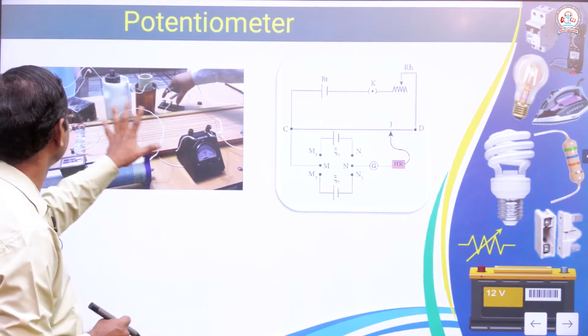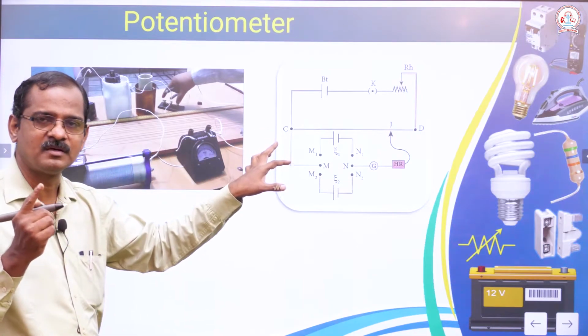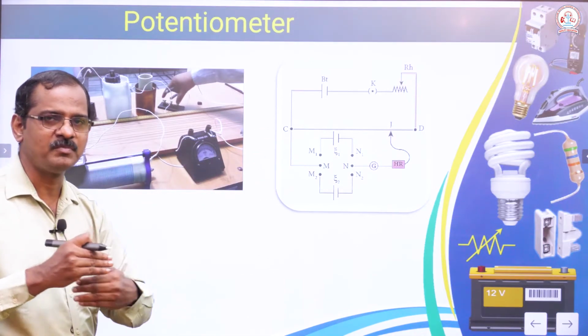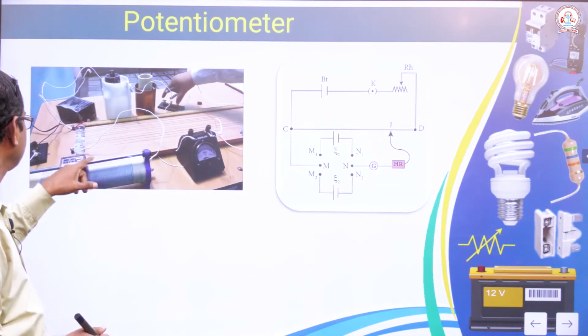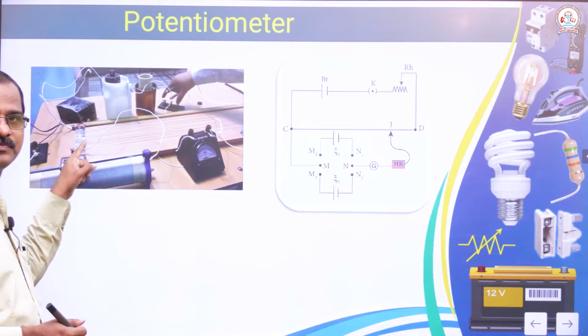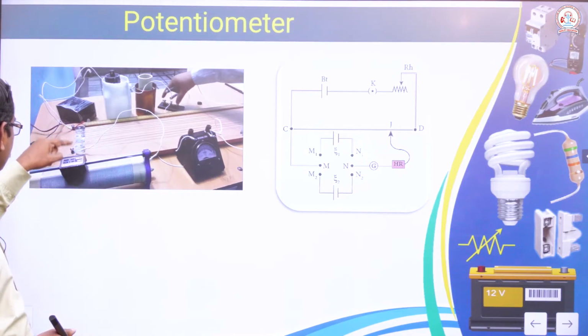This is actually the circuit here. You just see that in the case of the meter bridge, only 1 meter of wire was there. In this case, there will be 10 meters of wire here. This is a copper strip which is used to fix it, and then binding screws are there.